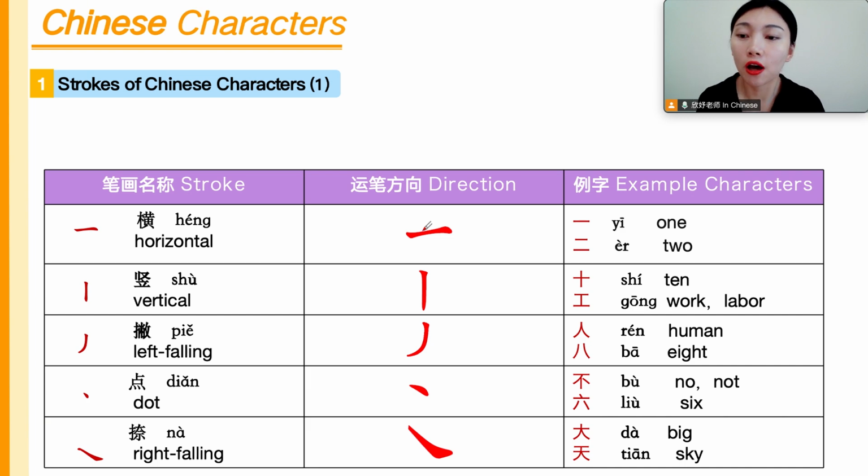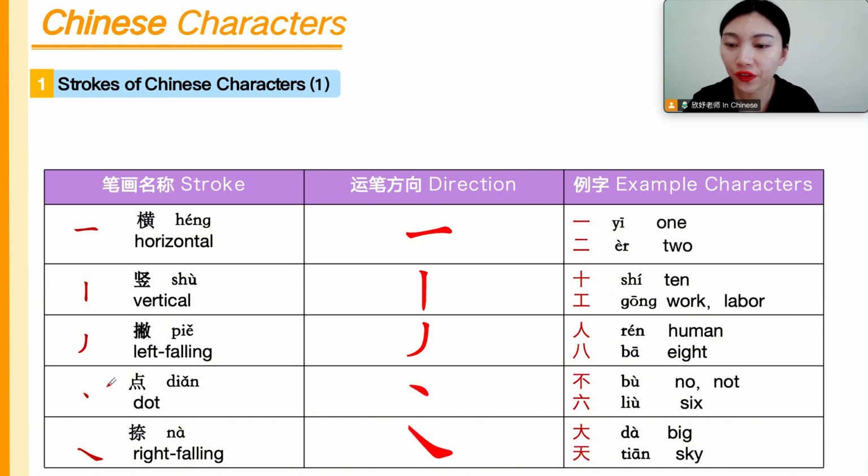So let's learn about the 5 basic strokes. Number 1 is 横. So the direction is horizontal. For example, the characters number 1, 一, and number 2, 二. And the second stroke is 竖, which is vertical. We write from up to the bottom. So in Chinese characters, like 十, which means 10, or 弓.